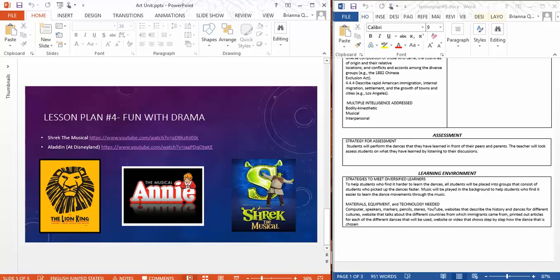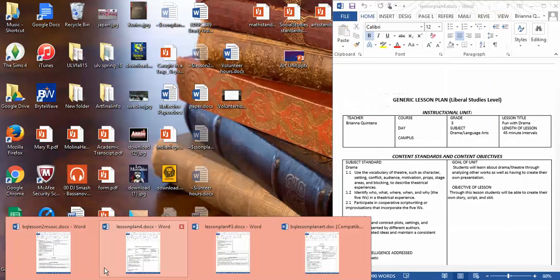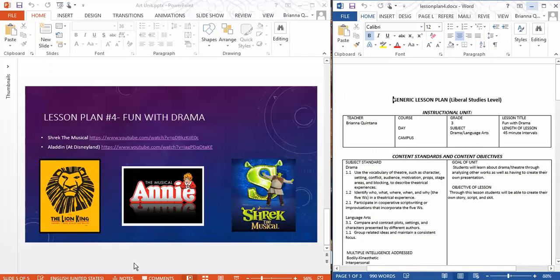The last lesson is about teaching students drama or theater. This lesson is called Fun with Drama. Students in this lesson will be looking at the script. Students will be looking at the script of certain musicals.